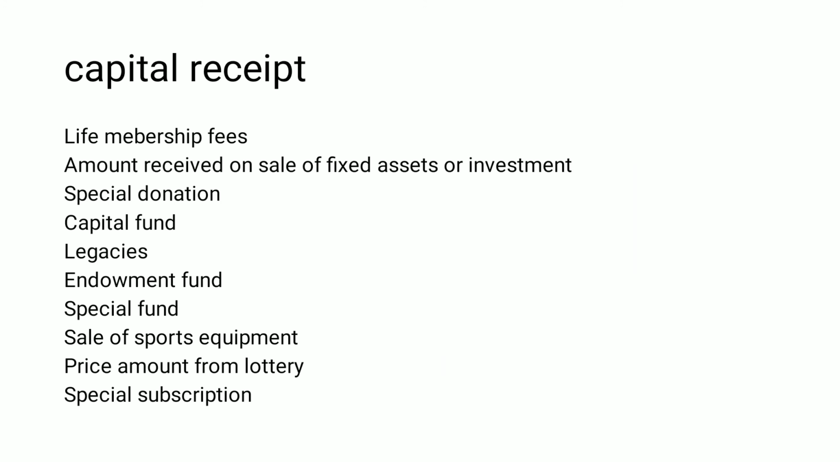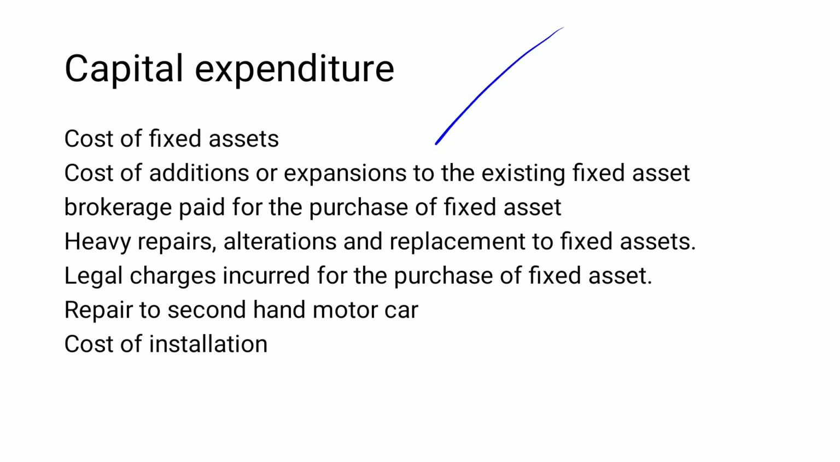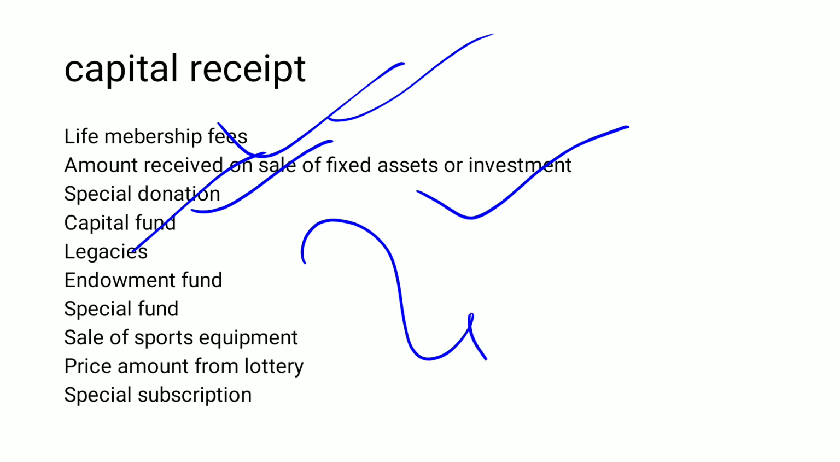These are the lists of capital receipt, revenue receipt, capital expenditure and revenue expenditure. Only examples, okay? Here you can observe capital receipt: life membership fees. As you know, this is a huge amount. Capital receipts are recorded on the liabilities side of the balance sheet. So the amount received on sale of fixed assets, special donations, capital fund, all these are huge amounts. That's why they are treated as a capital fund, so it is added to the balance sheet, liability side, capital fund.